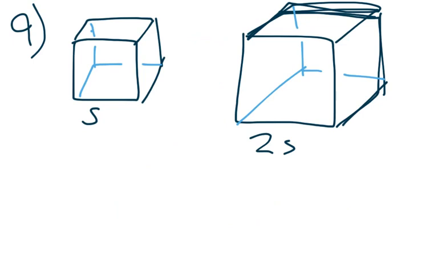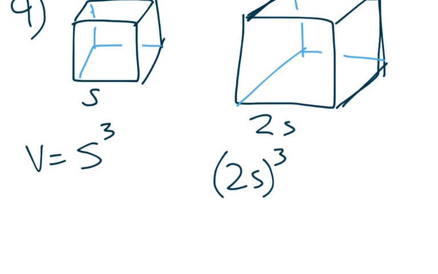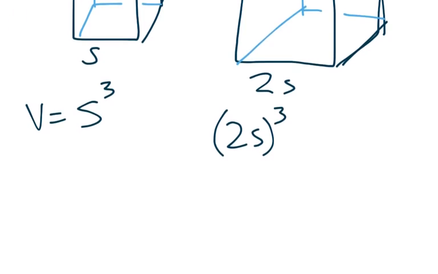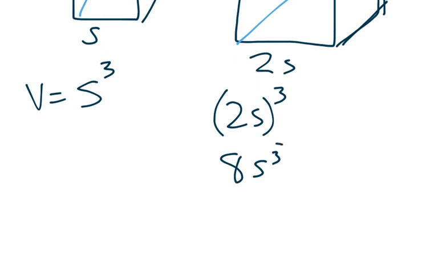Number 9. If you double each edge of a cube, how many times larger is the volume? So to find the volume of your original cube, you just have the side to the exponent of 3, s cubed. If you double the side it is 2s, and you cube that, so you have 2 cubed times s cubed, and 2 times 2 times 2 is 8s cubed. So if you look at here, you have s cubed and 8s cubed.